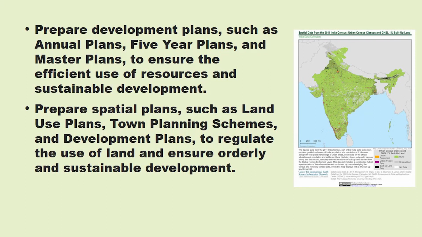So, local governments prepare development plans such as annual plans, five-year plans and master plans to ensure the efficient use of resources and sustainable development. These plans take into account the local conditions, resources and priorities of the area. Local governments also prepare spatial plans such as land use plans, town planning schemes and development plans to regulate the use of land and ensure orderly and sustainable development.